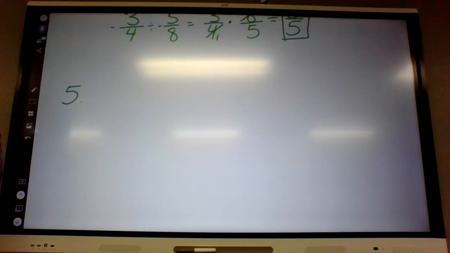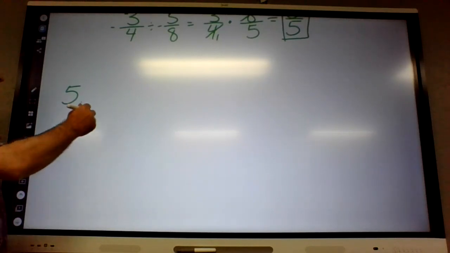So 6 times what equals 54? 9. So it's going to be negative 9.